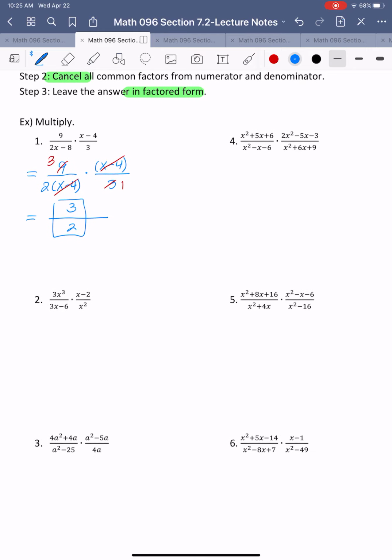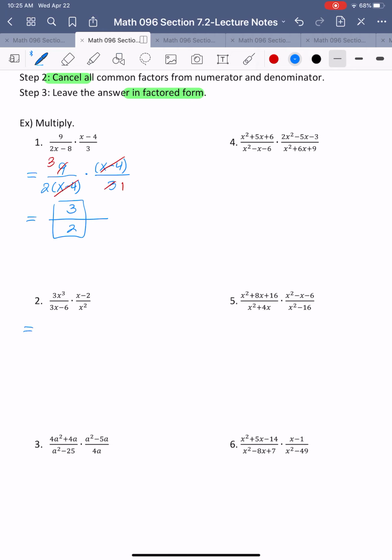In number 2, so 3x cubed is already one term. So that's already one term, which means it's in factor form. And then in the denominator, you can pull out the 3 as 3 times x minus 2. And then x minus 2 is already prime, so put parentheses around it. x squared is already one term, so it's in factor form.